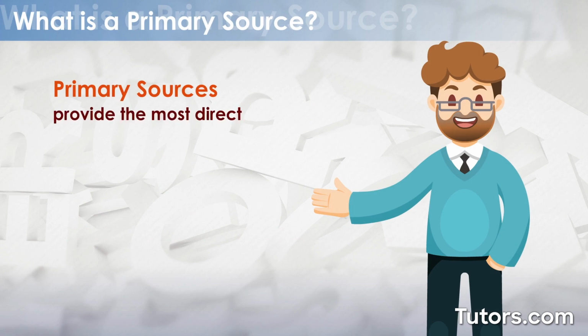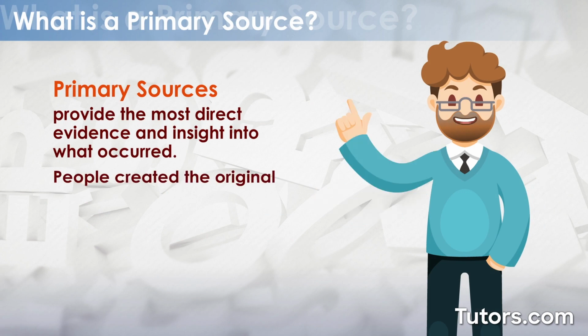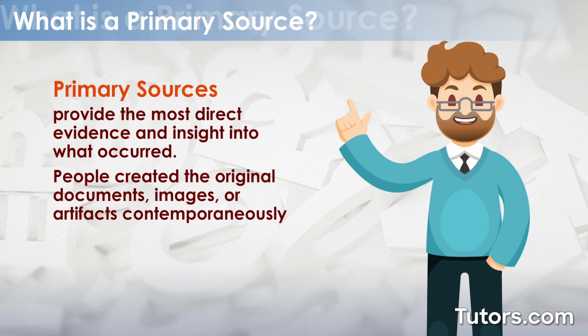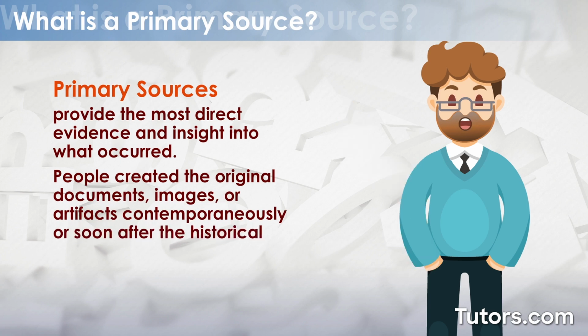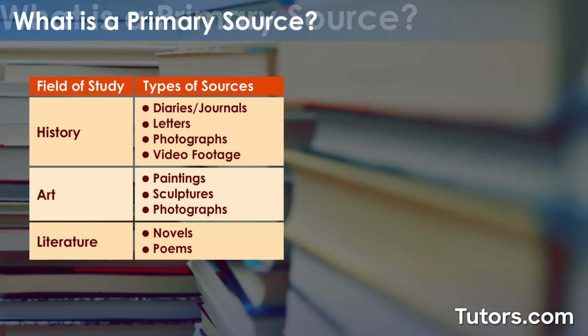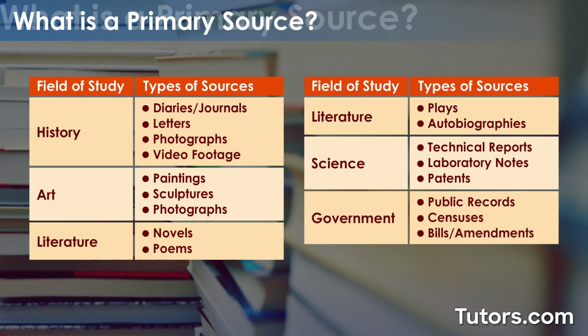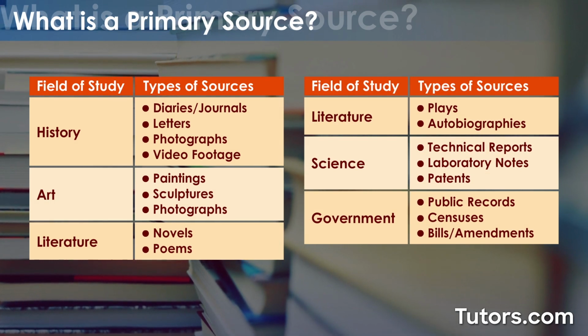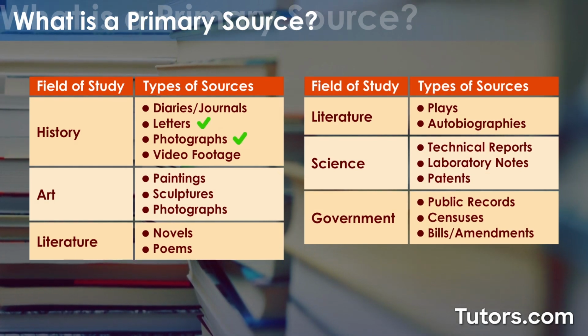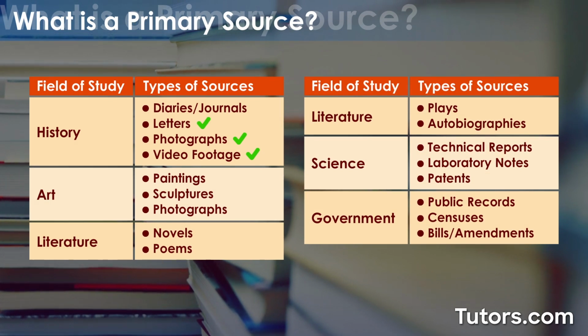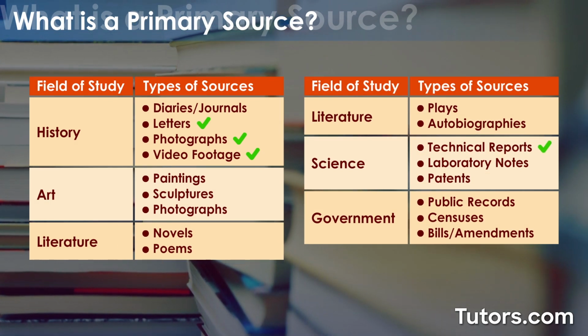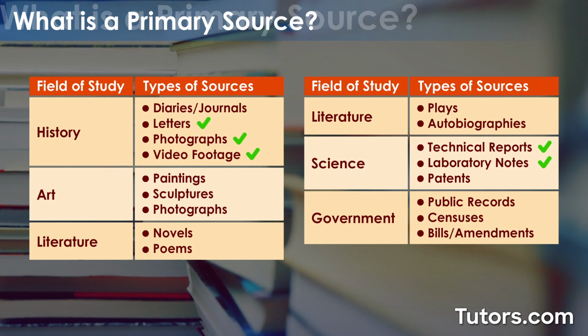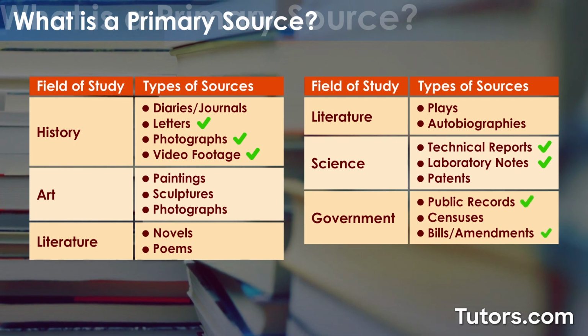Primary sources provide the most direct evidence and insight into what occurred because people created the original documents, images, or artifacts contemporaneously or soon after the historical event depicted. Primary sources' forms often differ based on the field of study. For example, history primary sources may include letters, photographs, and video footage, but science primary sources include technical reports and lab notes. Government primary sources include public records and bills.